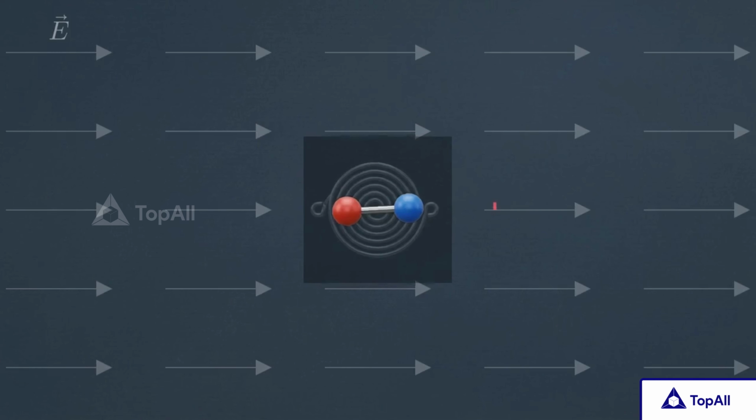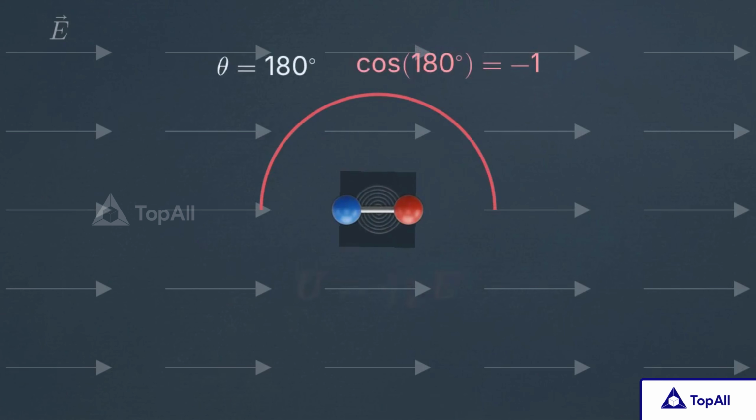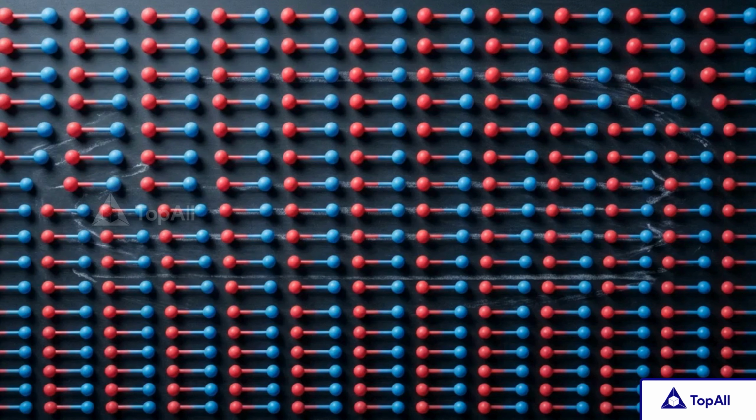If the dipole were forced to face the opposite direction, 180 degrees away from the field, it would be in its state of maximum potential energy and highest instability. This natural move toward lower potential energy is why external fields reliably influence orientation of dipoles, guiding them toward their most stable configuration within the grid.